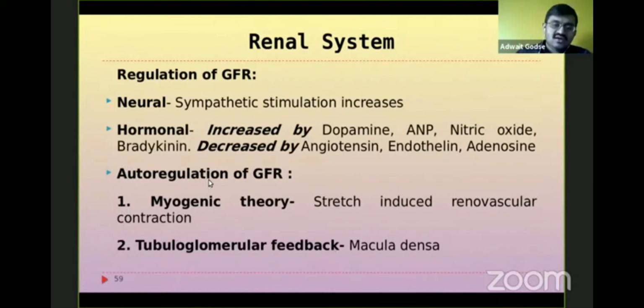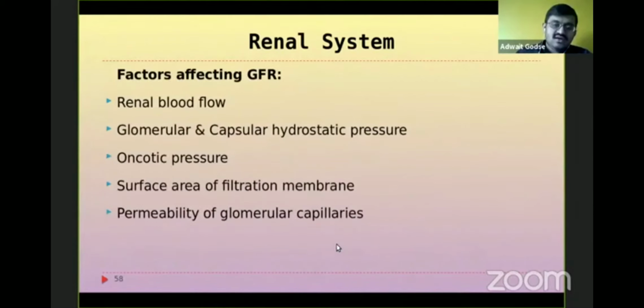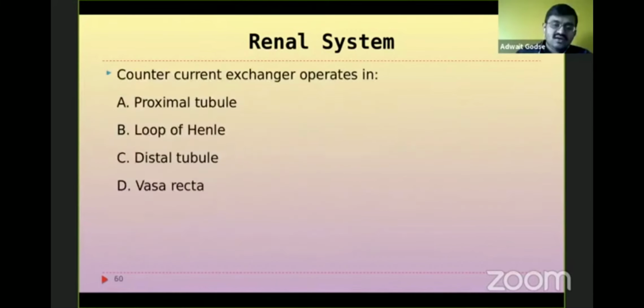So please prepare. It has got two components: myogenic theory and tubuloglomerular feedback. Is this fine? So regulation is by neural, hormonal, and auto-regulation, whereas factors affecting are renal blood flow, glomerular and capsular hydrostatic pressure, oncotic pressure, surface area of the filtration membrane, and permeability of glomerular capillaries. This has to be very, very clear.